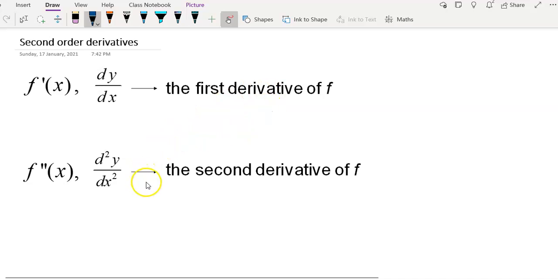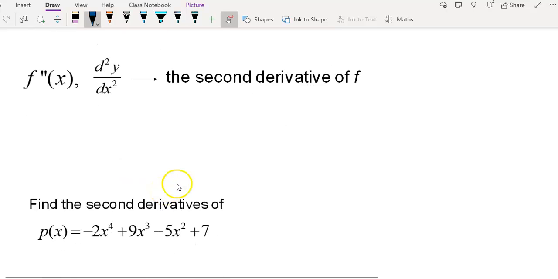Hi everyone. Today in this video we're going to talk about the second order derivative. After you have found the first derivative, normally we use a symbol f prime x or dy dx. We're going to differentiate again, which is finding the second order derivative. Normally we will use the symbol f double prime x or d2y dx2, depending on the questions.